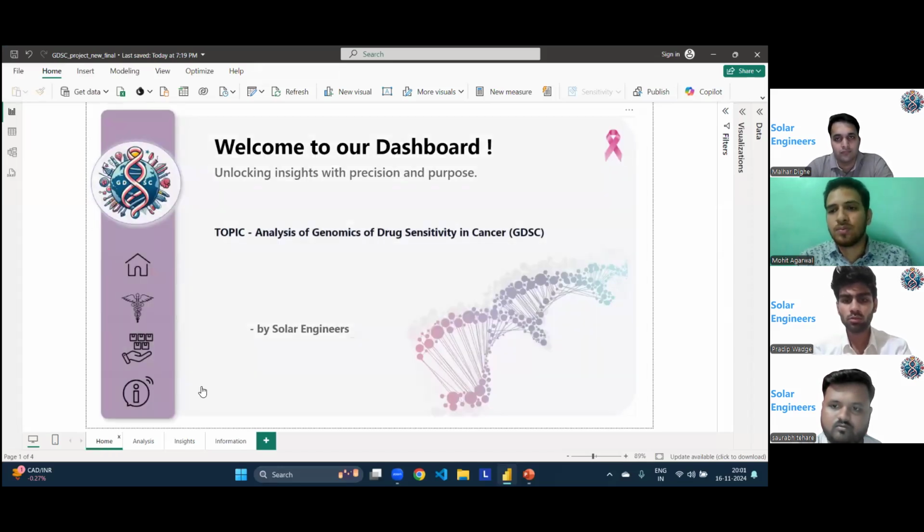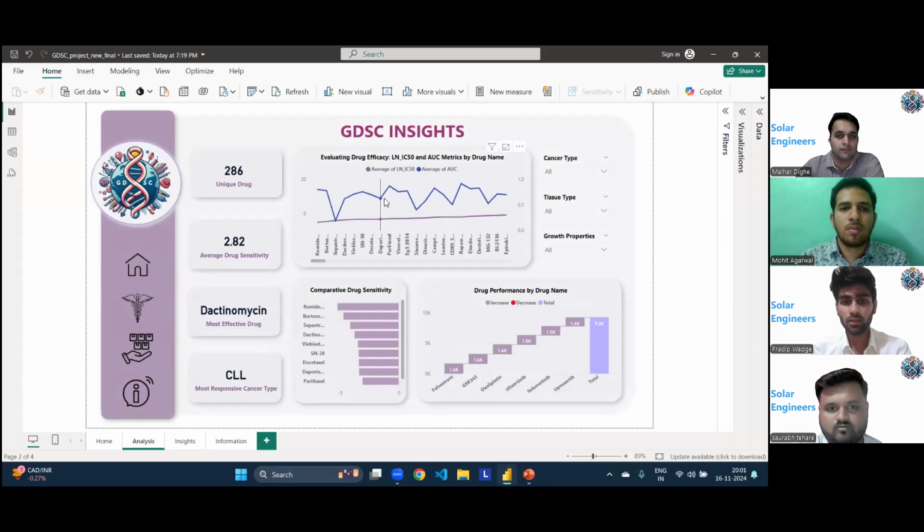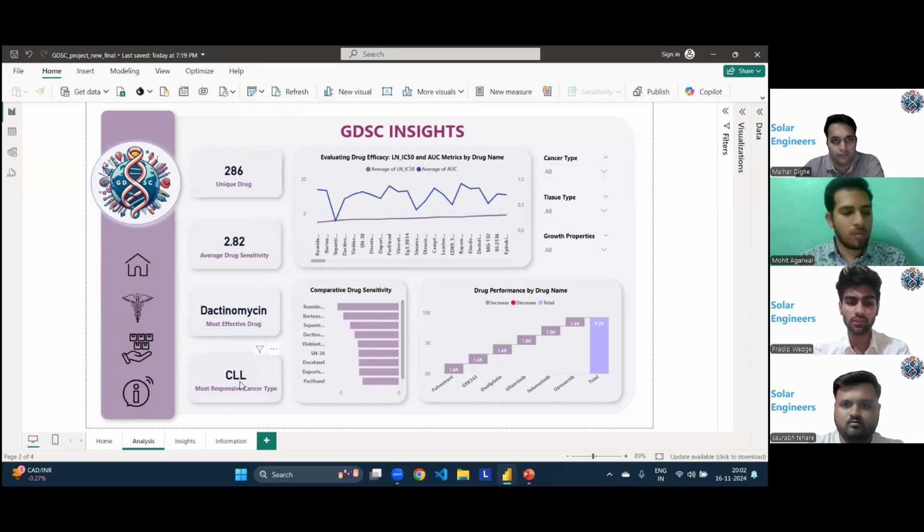Thank you, Mohit. So this is our dashboard that we have created using Power BI. These are the buttons that we can navigate through. This is our main GDSC insights page, where on the left hand side there are four main KPIs. First one is unique drugs which are present in our dataset. Second one is the average drug sensitivity value. Third one is the most effective drug, which is Dactinomycin, based on the LN IC50 value. And this is the most responsive cancer type, which is CLL. It means that it responds very well towards the LN IC50 value.